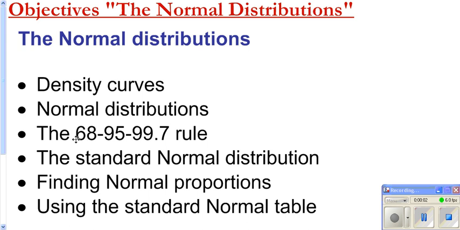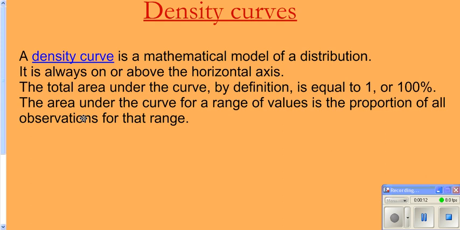Today we're going to take a look at density curves and in particular normal curves in standard distribution. A density curve is a mathematical model for the distribution of our data, which is always on or above the horizontal axis, and the area underneath our curve is always 1 or 100% of our data.